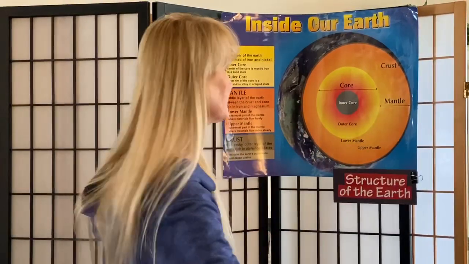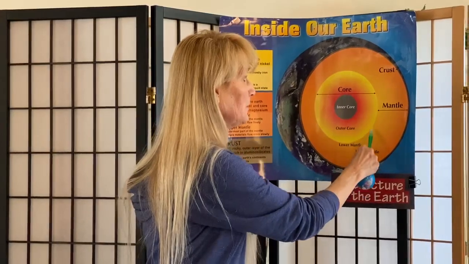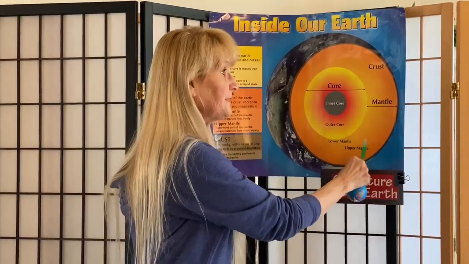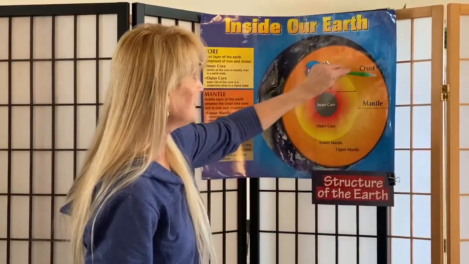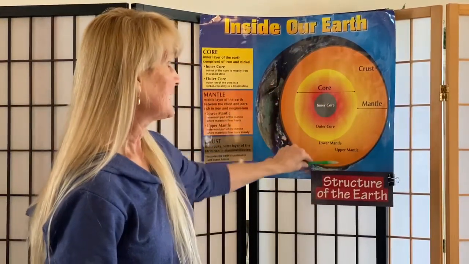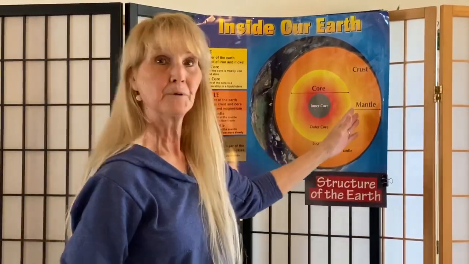Then we get into the mantle, and the mantle is the next section here. So this would be your lower mantle closer to the core, and this would be your upper mantle closer to the crust. The crust is the outside, what we walk upon every day, what you're familiar with seeing. And so our new word that you probably learned last week is lithosphere. The lithosphere includes both the crust and the upper mantle.